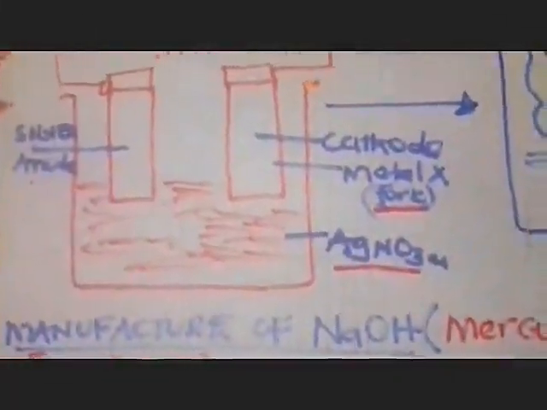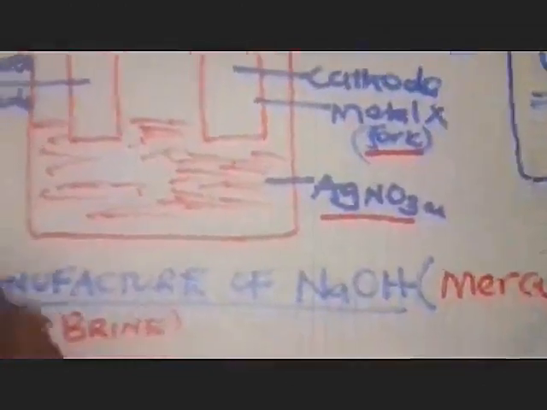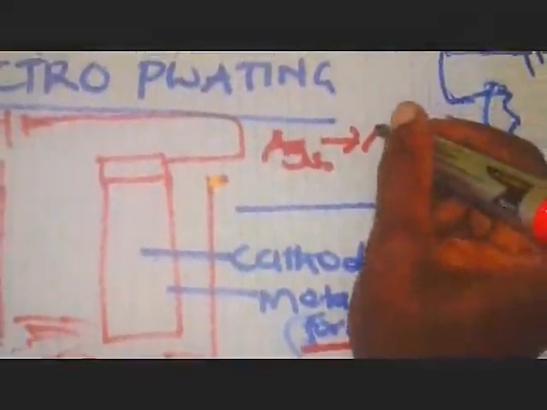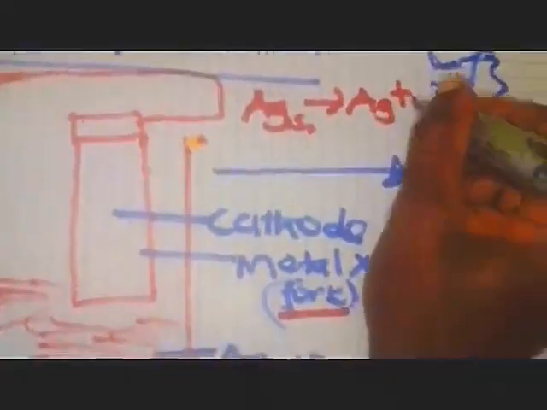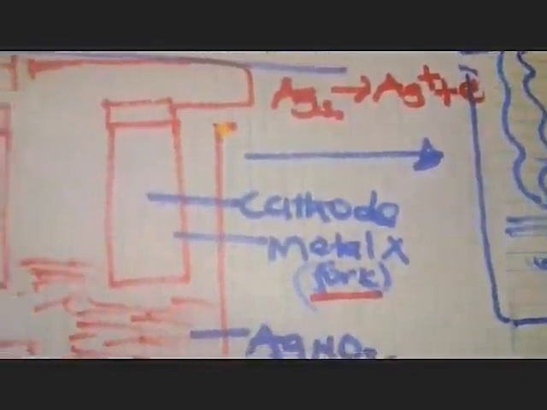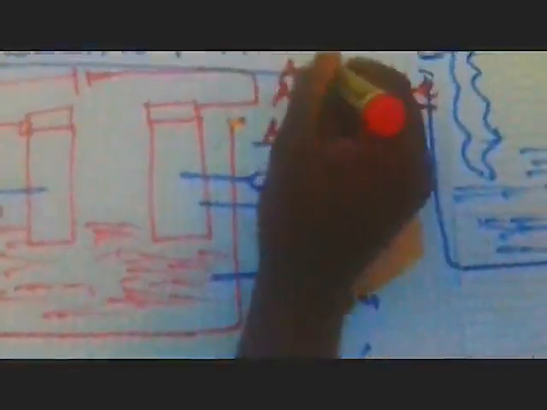But how? The silver is going to become our anode, and don't forget the other one is our cathode. So what is going to happen here? Our silver is going to dissolve to form silver ions plus electrons. The electrons which have been lost go through the circuit, while the silver ions remain in the solution. This is the reaction at the anode.